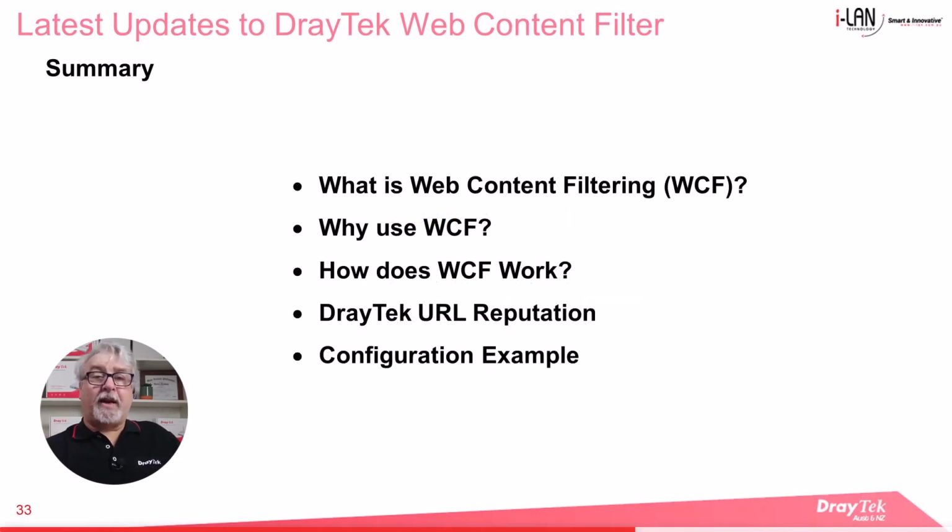Okay, that's all for today. To summarise, we started by looking at what web content filtering WCF is, then we looked at some reasons why you might want to use it and how it works. We looked into more detail at the DrayTek Web Content filter known as URL Reputation and showed how to activate the 30-day trial and how to enter the license key if you do decide to purchase it. Finally, we went through a configuration example showing you how to use URL Reputation to block social networking websites.